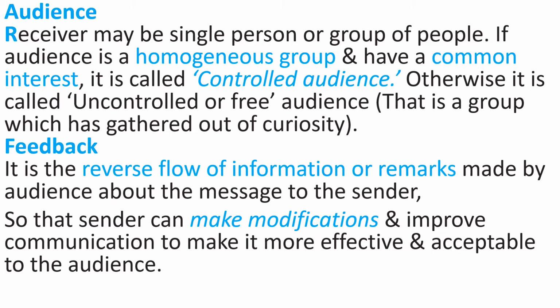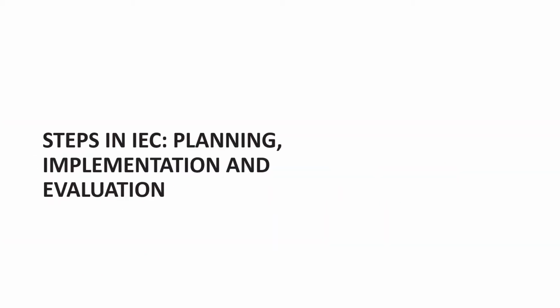Audience. Receiver may be single person or group of people. If audience is a homogeneous group and have a common interest, it is called controlled audience, homogeneous group. Otherwise, it is called uncontrolled audience. Feedback, it is the reverse flow of information or remarks made by audience about the message to the sender. So the sender can make modifications and improve communication to make it more effective and acceptable by the audience.